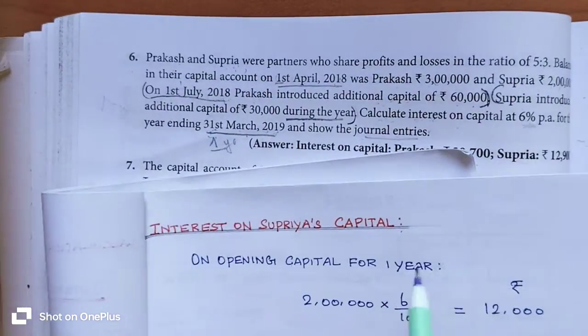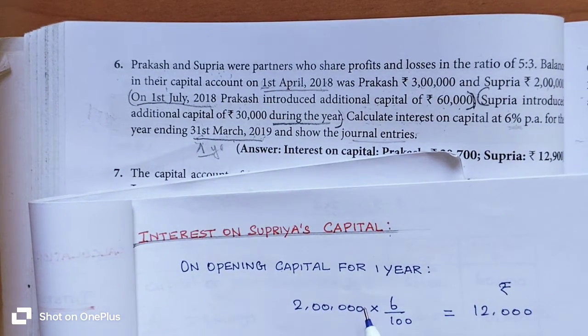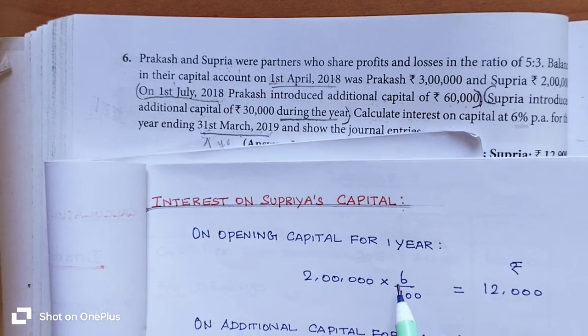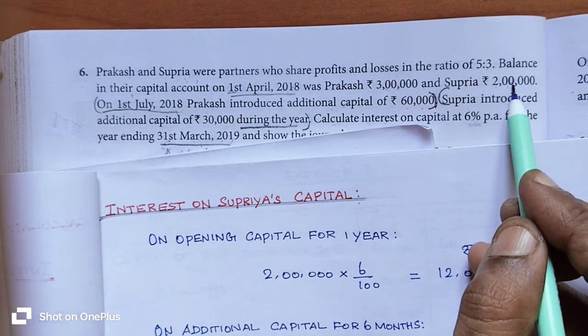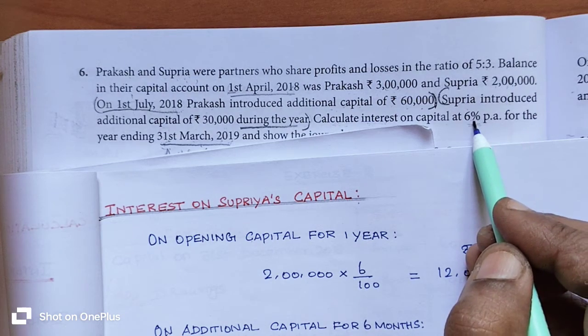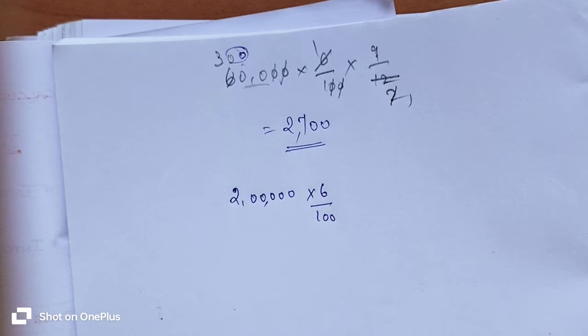Opening capital for Supriya is 2 lakh rupees. What's the format? Amount of capital into rate of interest, right? So Supriya's opening capital is 2 lakh rupees. Rate of interest is 6%. So 2 lakh into 6%.